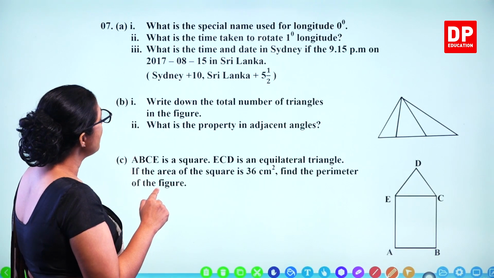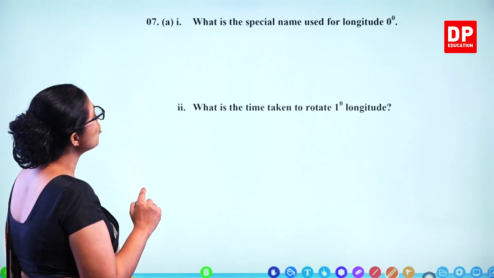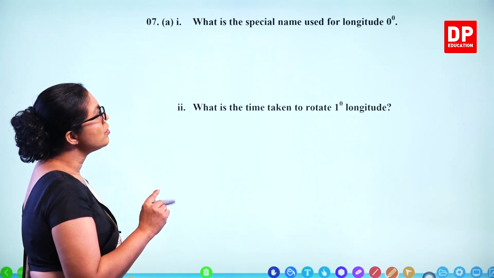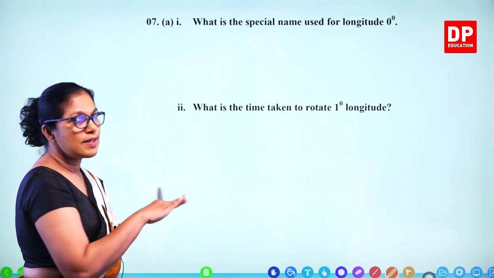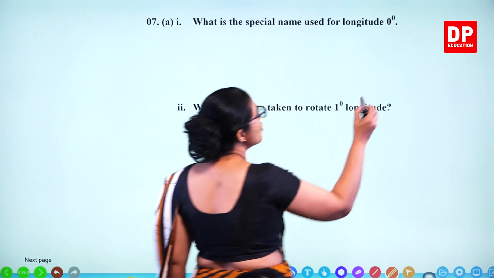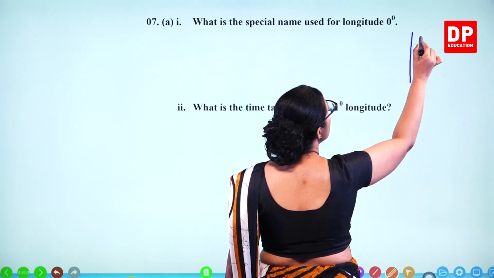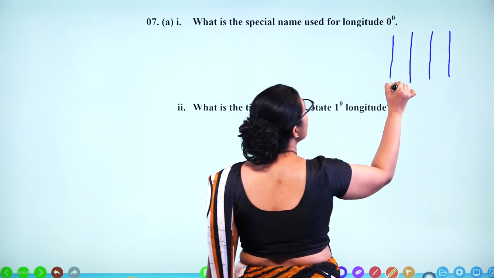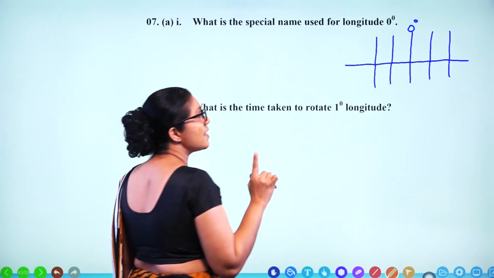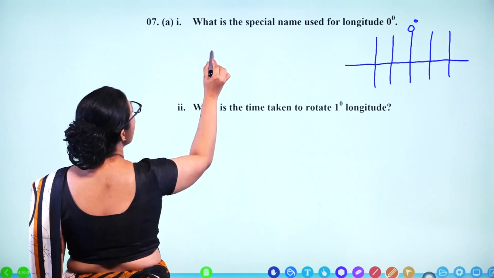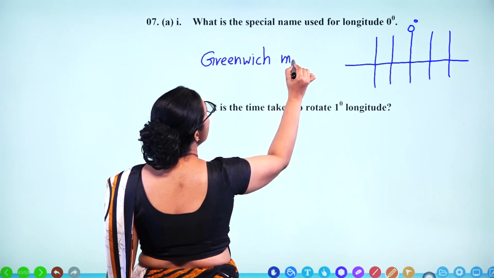So time zones are there. And we'll do that. What is the special name used for longitude 0? Longitude means this way. Latitudes means this way. So when you take the map, you are getting this way lines and this way lines. So this 0 means what? We say Greenwich meridian. So that's called Greenwich meridian.